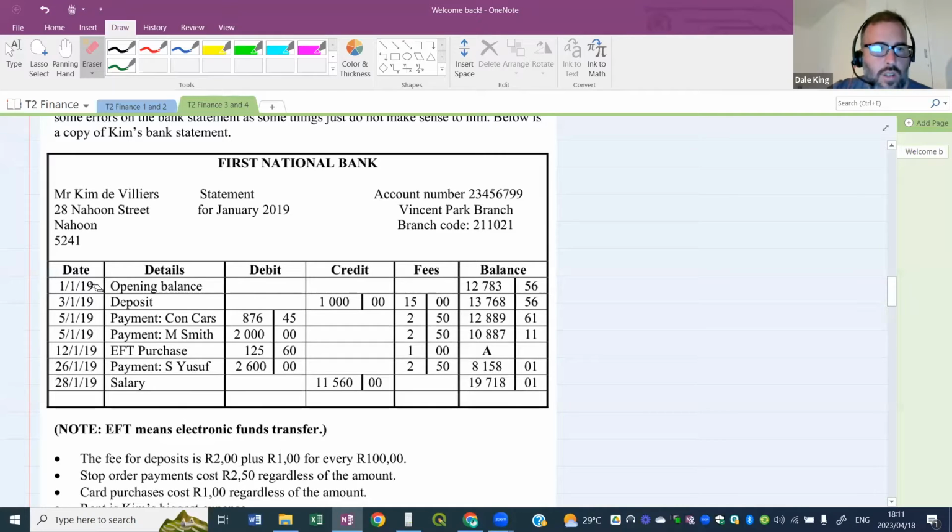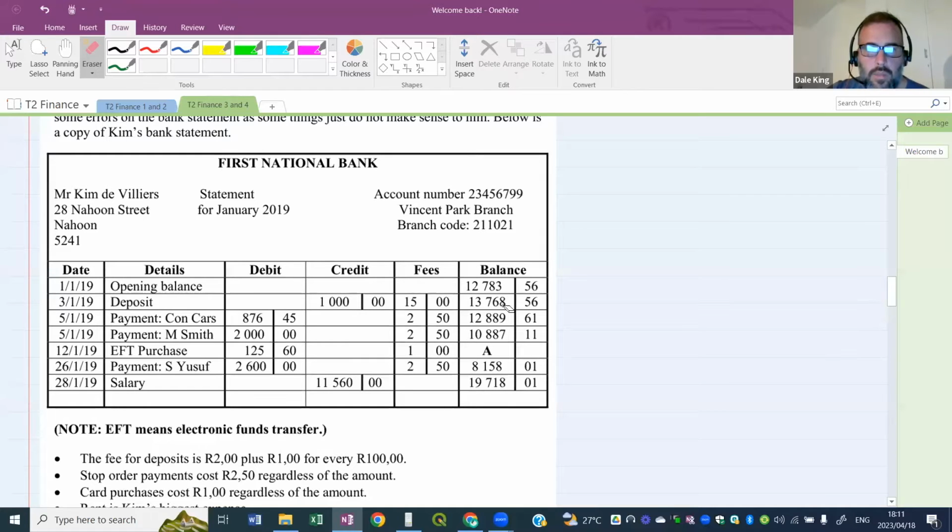Now, the first transaction, which is on the 3rd of January, was a deposit. Now, we know a deposit is putting money in. When you deposit, you put money in. So that's putting money into this bank account. And we can see here that it was 1,000 rand that was put in. They've got it under the credit column.